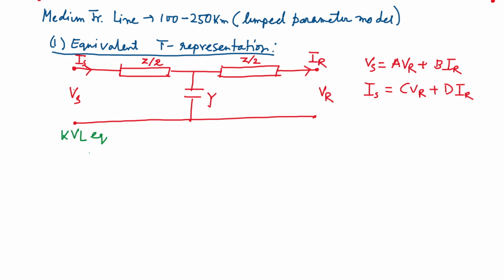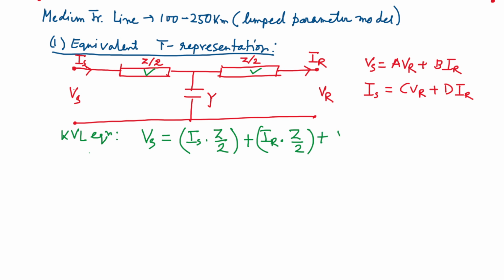In the first KVL equation, what is Vs? Vs is equal to Is into Z by 2, that means this drop, plus IR into Z by 2, which corresponds to this drop, plus VR. Now, what is Is? Is is nothing but the current through the shunt branch plus this IR.